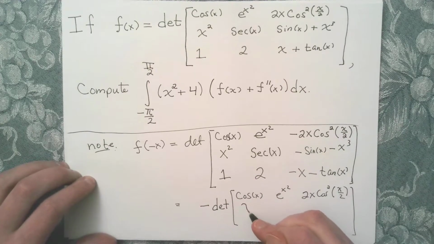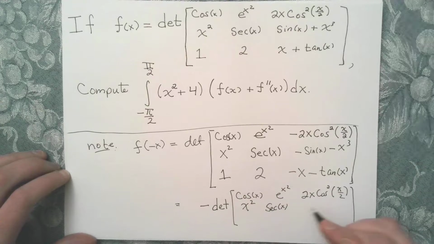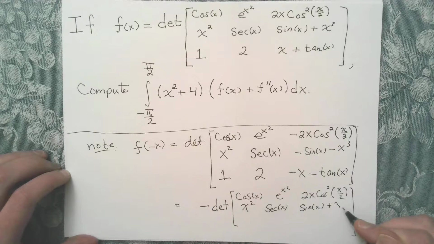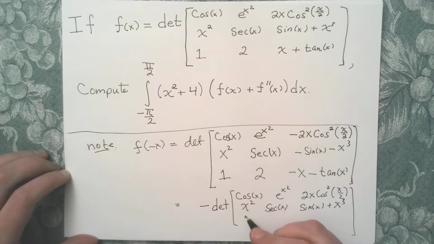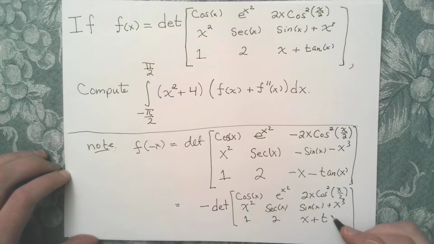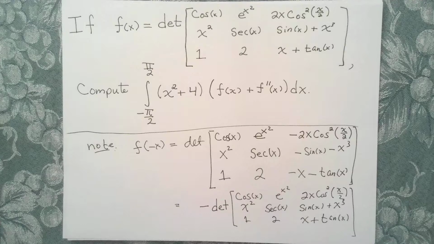Okay, so here I've got x squared. This is secant of x. And this will be sine of x plus x cubed. So that seems pretty good. That'll still be 1. That'll still be 2. That'll be x plus tangent of x. Okay, so that seems really nice.